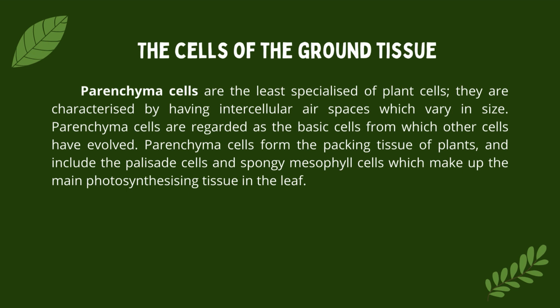Parenchyma cells are the least specialized of plant cells. They are characterized by having intercellular air spaces which vary in size. Parenchyma cells are regarded as the basic cells from which other cells have evolved. Parenchyma cells form the packing tissue of plants and include the palisade cells and spongy mesophyll cells, which make up the main photosynthetic tissue in the leaf.